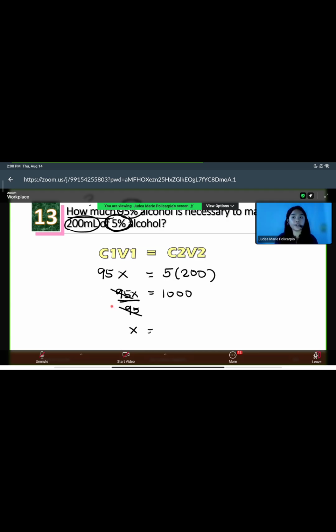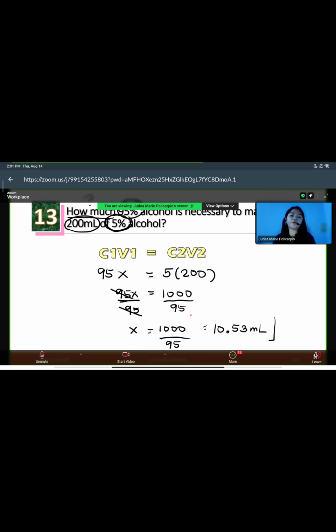Okay, however, everything in life has to be balanced. Whatever you did on the left side, you need to do the same exact thing on the right side. So kung yung left side ay dinivide mo by 95, dapat balance. You also have to divide the right side with 95. So that means your x is equal to 1,000 divided by 95. And what is 1,000 divided by 95? That would be equivalent to 10.53. Okay, so 10.53 ml.